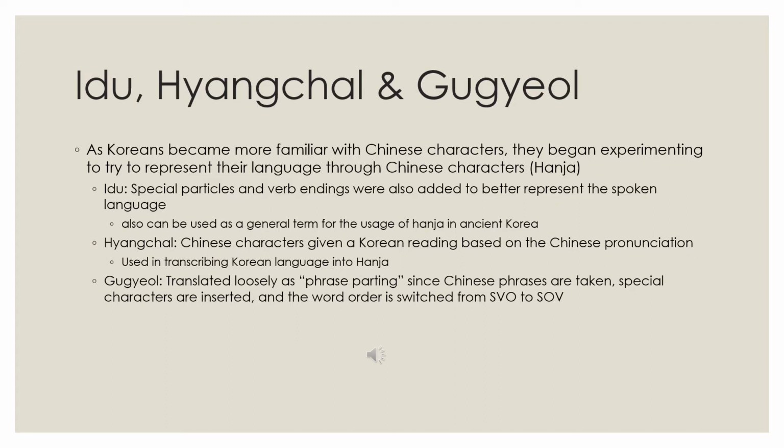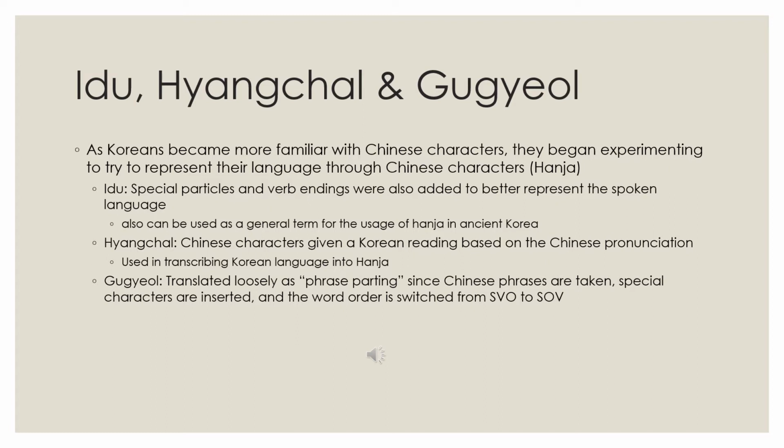As Koreans became more familiar with Chinese characters, they began to experiment to try to represent their language through these characters, also known as Hanja. Idu was the use of special particles and verb endings to better represent the spoken language. Idu can also be used as a general umbrella term of the use of Hanja during this time period.